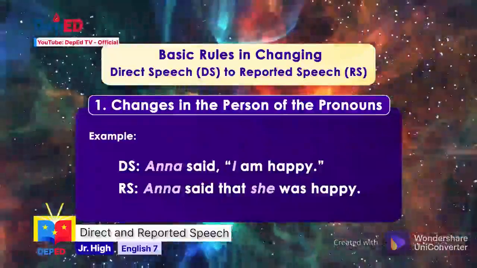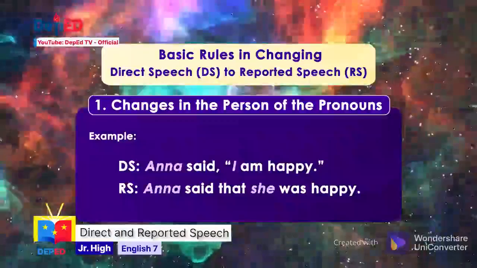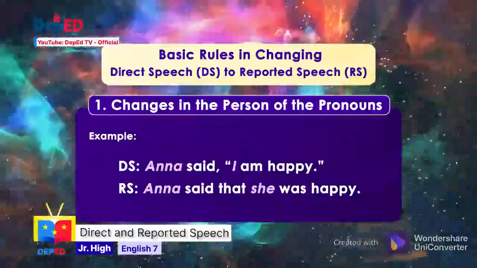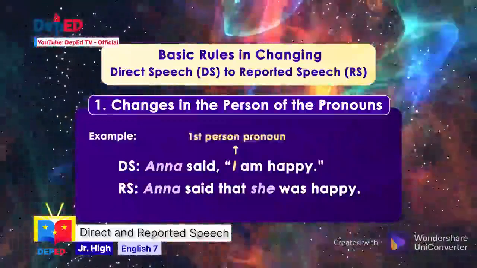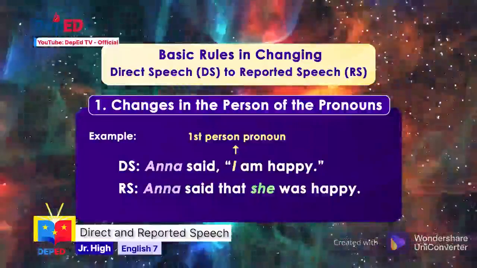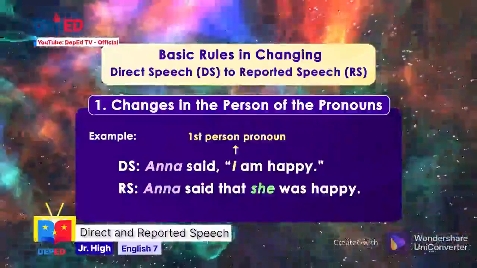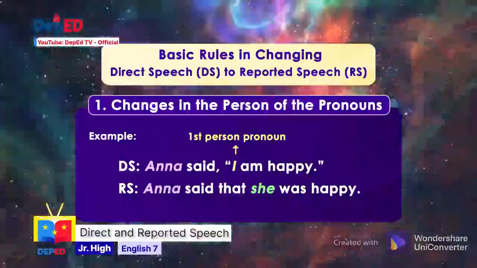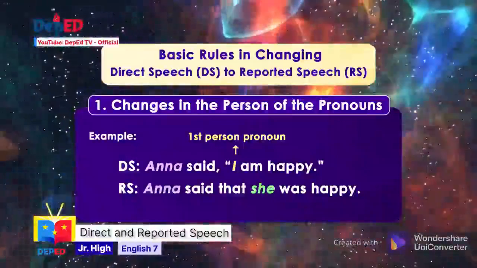In transforming pronouns from direct to reported speech, you need to change the perspective or point of view. In this sample, the first-person pronoun I in the direct speech is changed to she, which is a third-person pronoun in the reported speech. For Anna is the subject of the reporting clause, Anna said. And Anna is a female, requiring a third-person feminine pronoun, she.